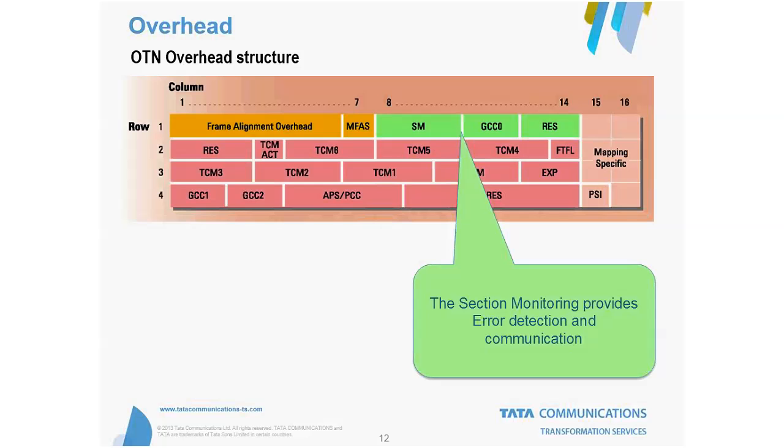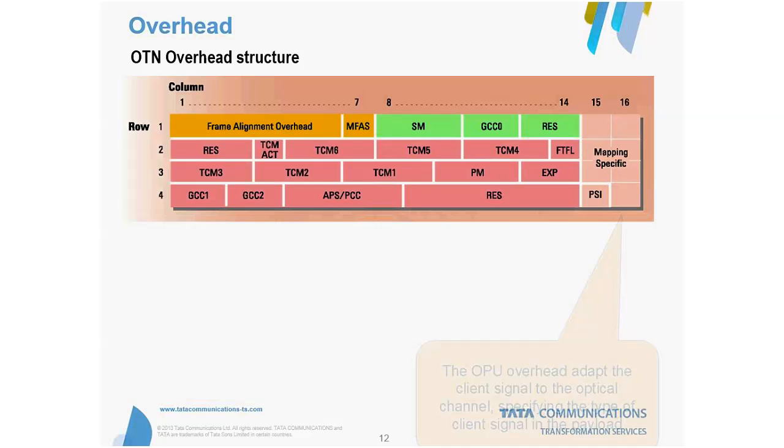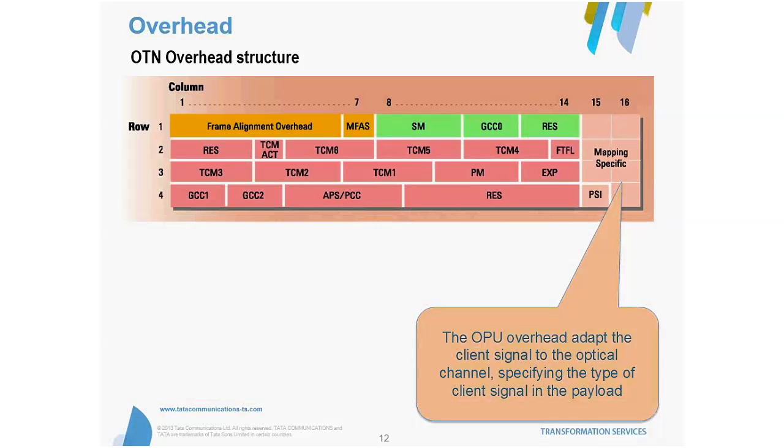So that is section monitoring, which provides error detection and communication. GCC, general communication channel. The last byte is reserved. And lastly, you have this OPU overhead. What OPU overhead does is adapt the client signal to the optical channel. So it's specific to the payload.